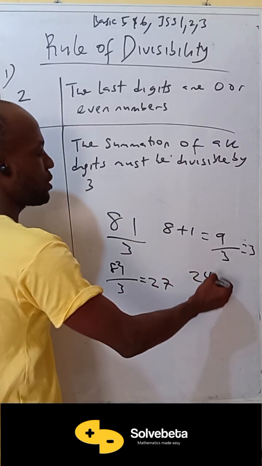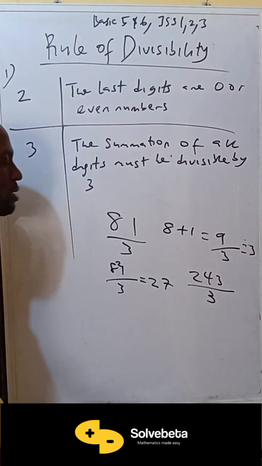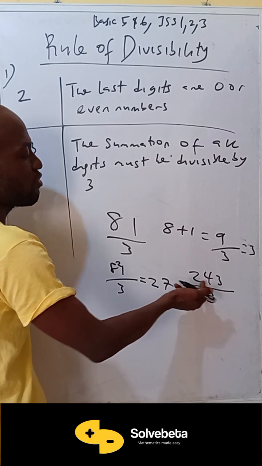Look at this. 243. Can we be sure that 243 can be divided by 3? Let's check. 3 plus 4, 7. 7 plus 2, 9.